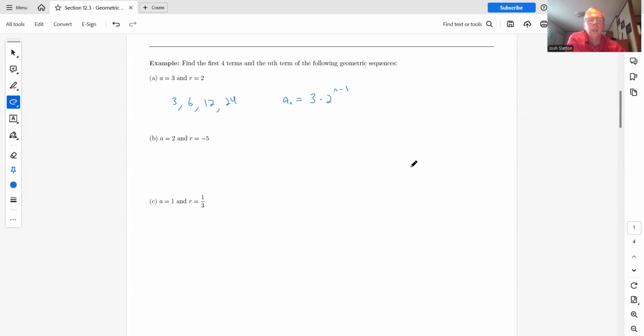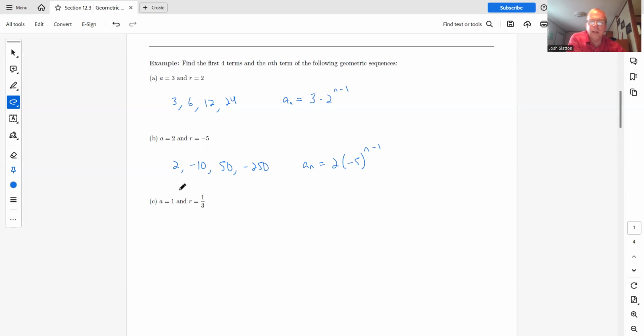All right, now when a is 2 and r is -5, we have 2, and then the next term would be 2 times -5, so that'd be -10. The next term would be -10 times -5, so that'd be 50. The next term would be 50 times -5, which would be -250. And then the nth term would be 2 times -5 to the n minus 1.